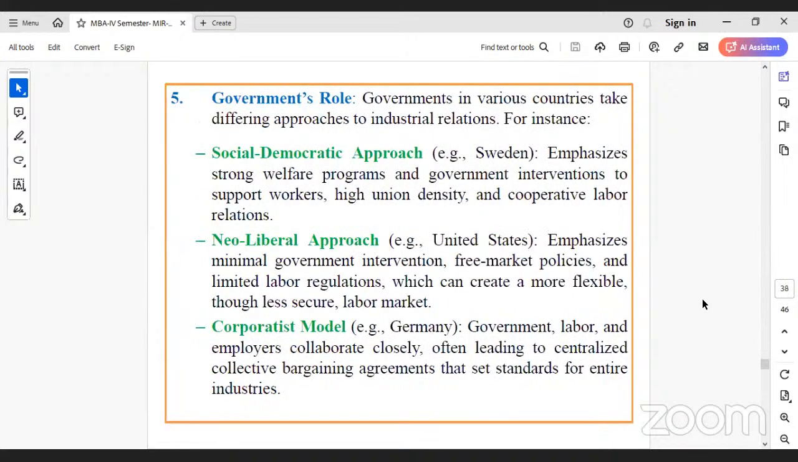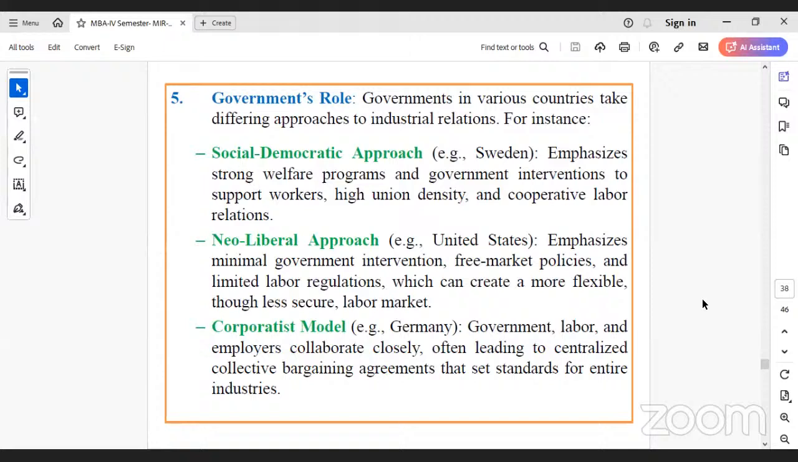And what is the government's role at this organizational level? Governments in various countries take differing approaches to industrial relations. For instance, the social democratic approach, the neoliberal approach, and the corporatist model. What is the social democratic approach, as in Sweden? It emphasizes strong welfare programs and government intervention to support workers, high union density, and cooperative labor relations. The social democratic approach is found in countries like Sweden.